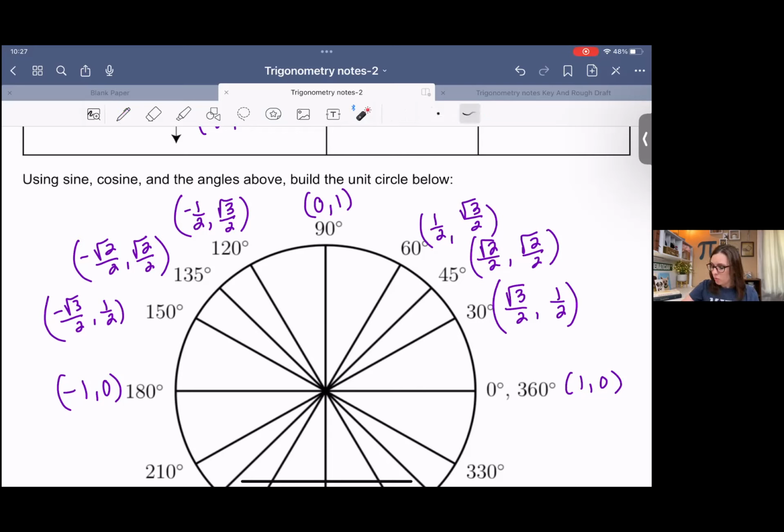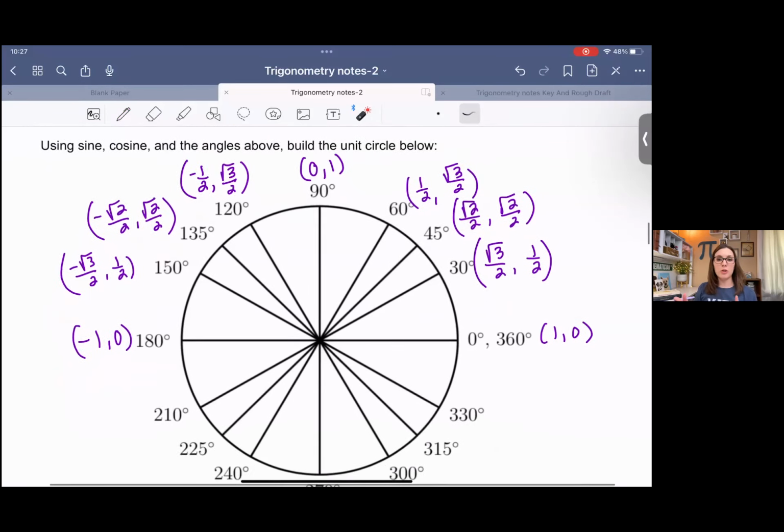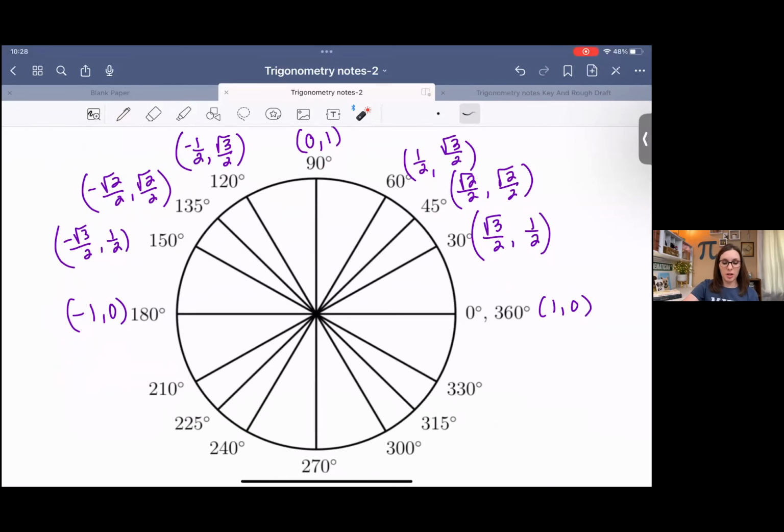So 150 is a reference angle for 30. Change the x value. 135 is a reference angle for 45, and 120 is a reference angle for 60. And now you will use that to complete the other two quadrants. So pause it, finish it, and come back.